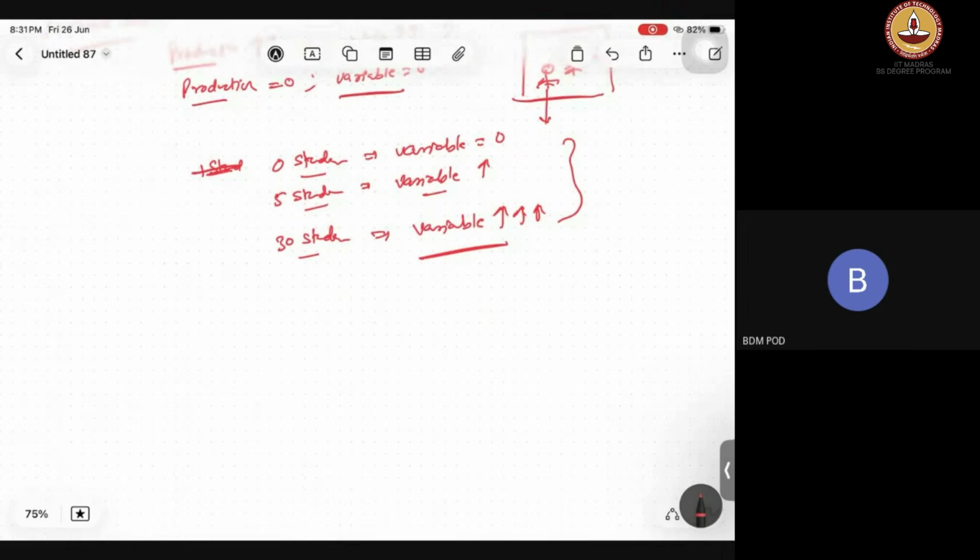Okay. So these are the different costs associated with short run production. Now I'll take an example and explain what you mean by variable cost. But before that, I want to include one more cost, that is the average cost.